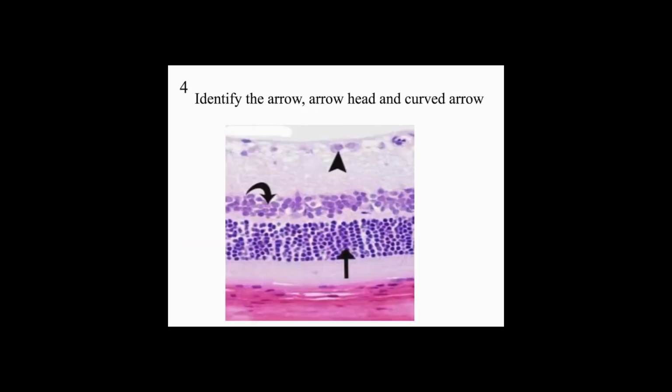Then this picture: identify the arrow. If you look at this picture, this one row is the ganglion. So this is the inner and this is the outer. So this is the outer nuclear layer, this is the inner nuclear layer, and this is the ganglion cell layer. If you have other labels like this area, this is the outer reticular or plexiform layer, and this is the inner plexiform layer. And of course, this is the nerve fiber layer.